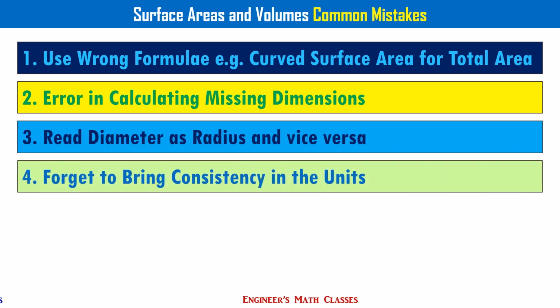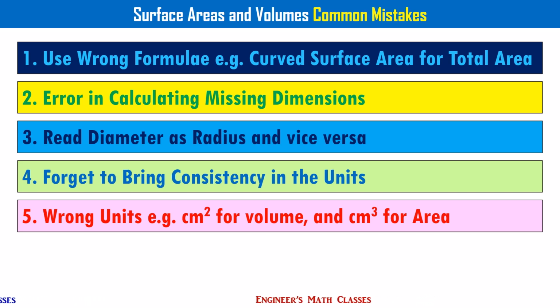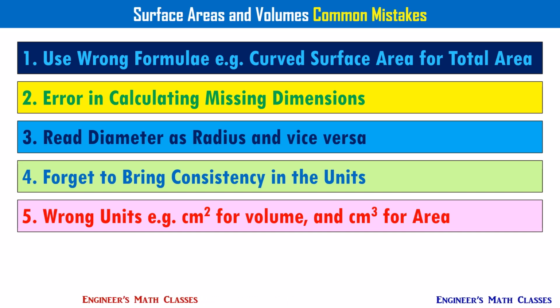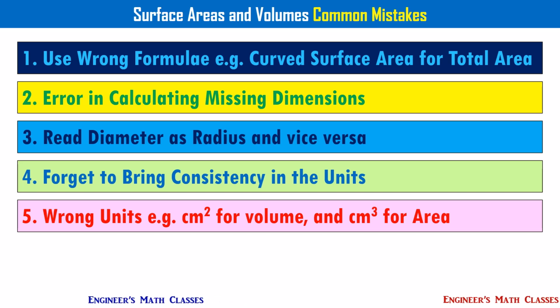The next one is forgetting to check the consistency of units. If the dimensions are not in consistent units, you need to convert them into consistent units before you start substituting in the formulae. Next one is using the wrong units while writing the answer. Let's say you have calculated everything correctly as per the formula, but you write a wrong unit in the answer: centimeter square for volume is incorrect, centimeter cube for area is incorrect. So you need to pay attention while writing the answers.